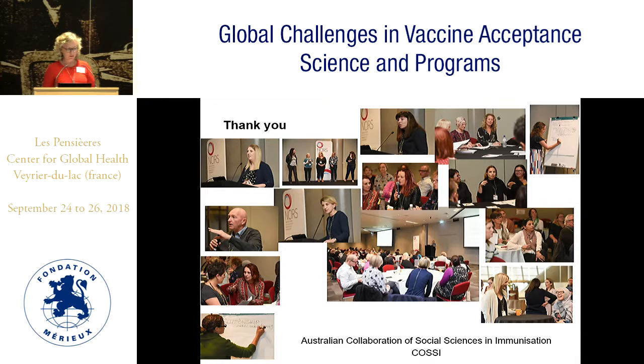In closing, I just want to do a shameless plug for our fabulous network in Australia. We have a collaboration of social science and immunisation that we started about 2 years ago. It's sponsored by the National Centre for Immunisation Research. And now Margie Danchin, top right, and Holly, who you've just seen speak, are the co-chairs of that network. And this is a meeting we had in June with health professionals, policy people and researchers. So great things happening there down under in Australia.